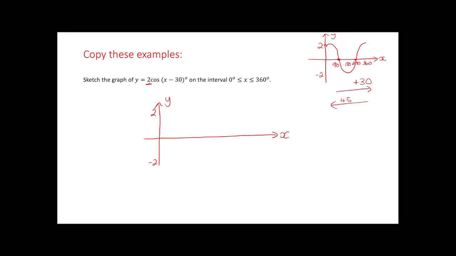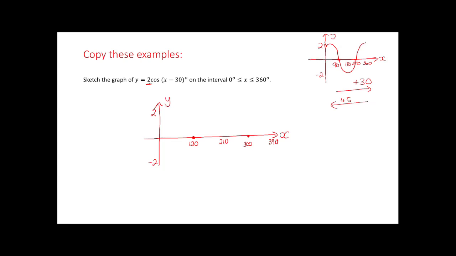So instead of our graph cutting through at 90, it's now going to cut through 30 degrees later at 120. Instead of being at its minimum at 180, it's now going to be at its minimum at 210. Instead of cutting through again at 270, it's now going to cut through at 300. And instead of finishing at 360, it's now going to finish over here at 390.